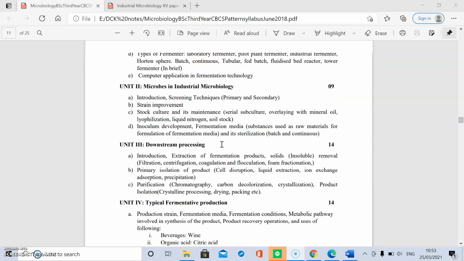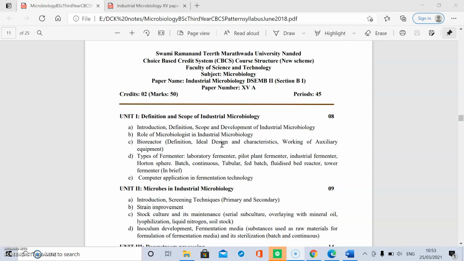This is the industrial microbiology paper, 15th A paper, and 4 units we have to study.